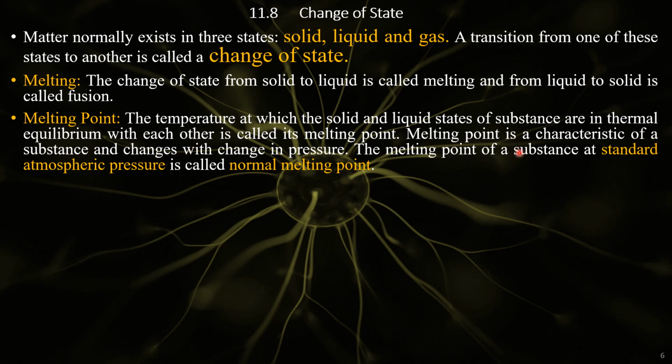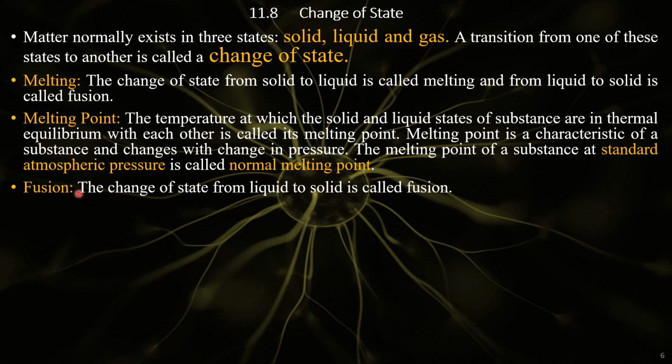The melting point of a substance at standard atmospheric pressure is called normal melting point. Please note, at standard atmospheric pressure, the melting point is called normal melting point. If you say normal melting point, it means it is measured at standard atmospheric pressure.